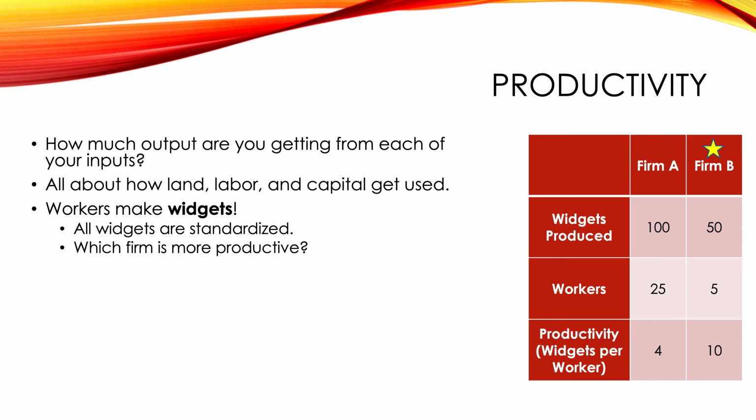And you can think about why that would be. Imagine those workers all get paid the same amount, right? In firm A, each worker is producing 4 widgets. For firm B, each worker is producing 10 widgets. And if you have to pay every worker the same no matter what company they come from, you'd much rather have a firm B situation because every worker is more productive.